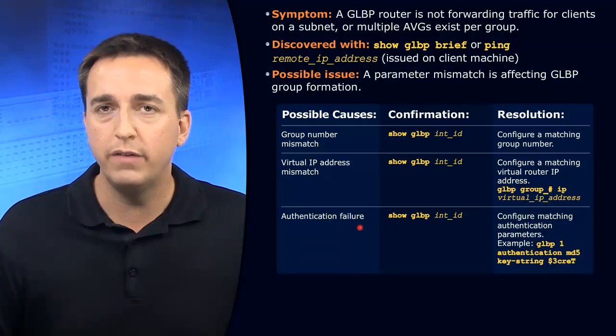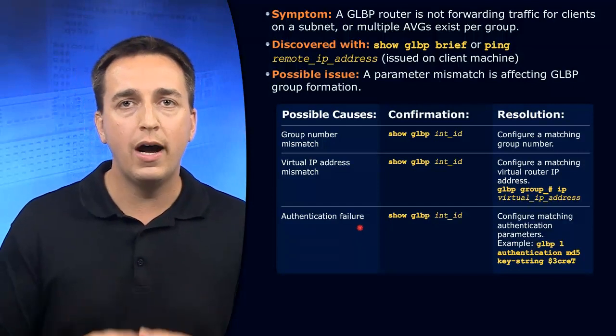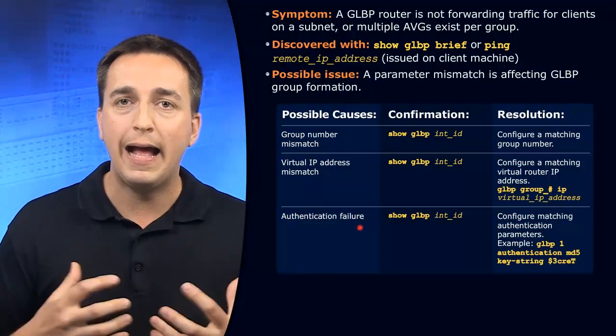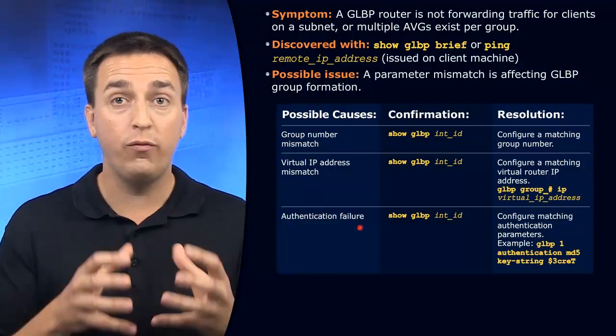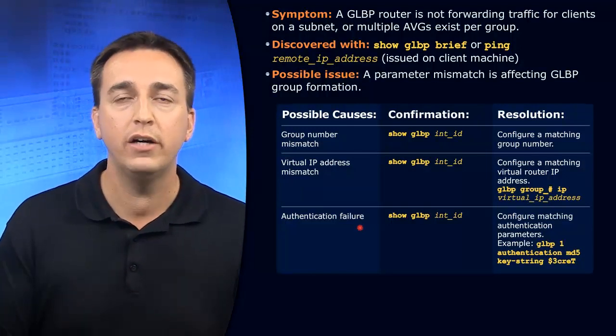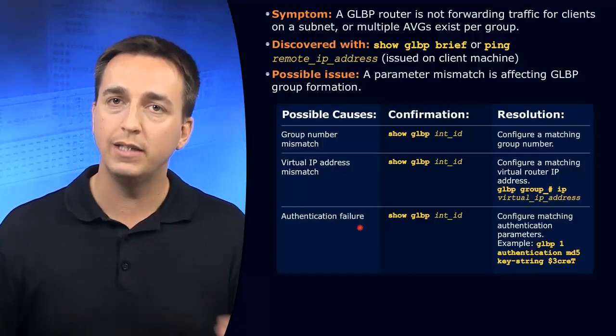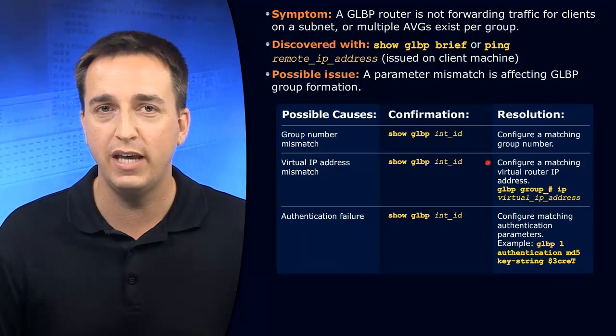Authentication. Very, very important to make sure that we are not receiving GLBP packets from rogue devices. If we are and authentication is configured, then we'll be able to ignore those packets. We won't accept them because they do not pass authentication.